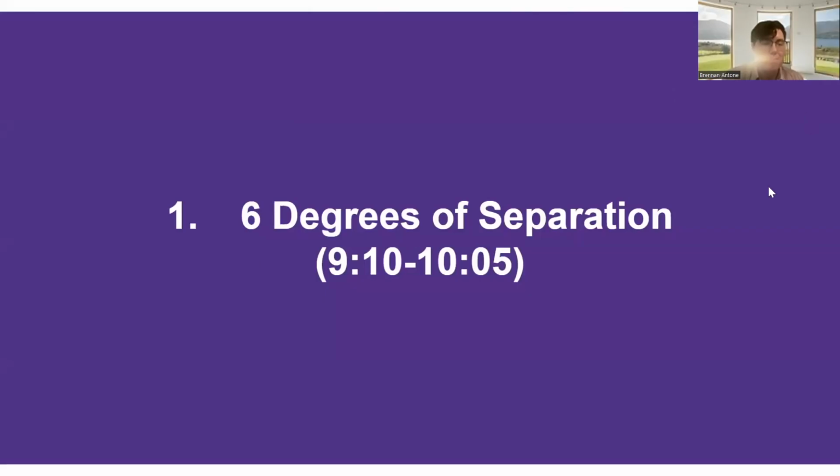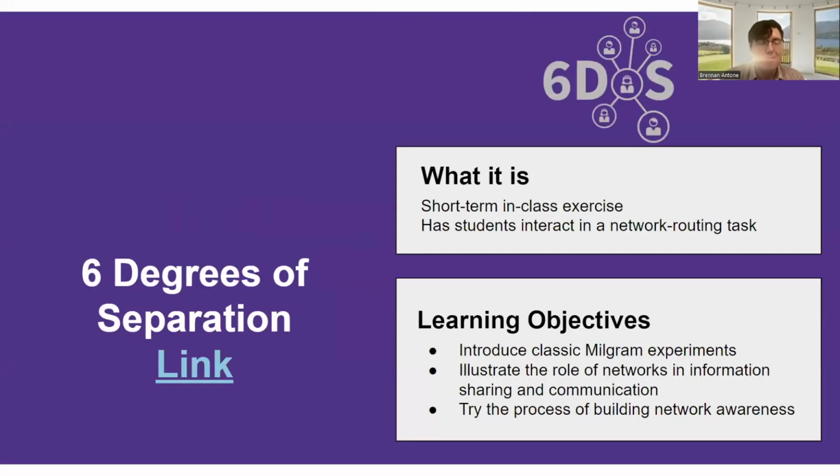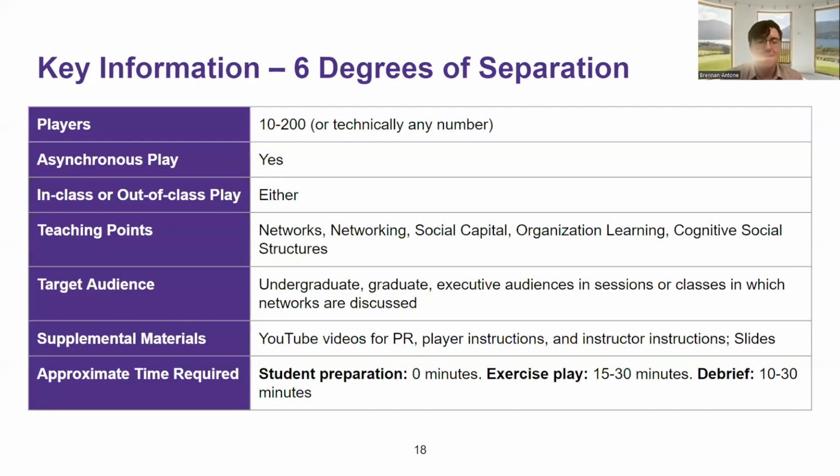So first, we introduce what we call 6 dots, 6 degrees of separation. This is a networking exercise, and it's a very short in-class exercise. Basically, the idea is that students or participants can interact in a network routing task, which is great to introduce some of the classic network concepts like Milgram's small world experiment, or illustrate the role of networking in information sharing or communication, and to build network awareness. That's a concept we are pushing.